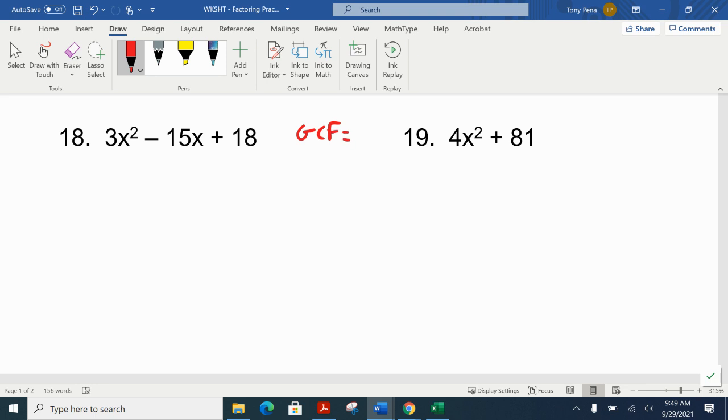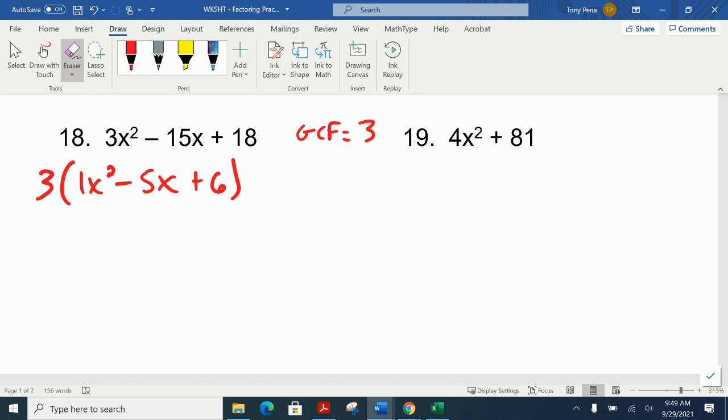All right, 18. Tomas, was there a GCF here? What is it? Good. So all of those are divisible by 3, so I'm going to pull that out. What would be left over? Good, 1x squared, then minus what? Good. And then what? Good. All right, the 1 is optional. If you want to put it in there, that's fine. I do like leaving it, but if you don't want it there, you don't need it.